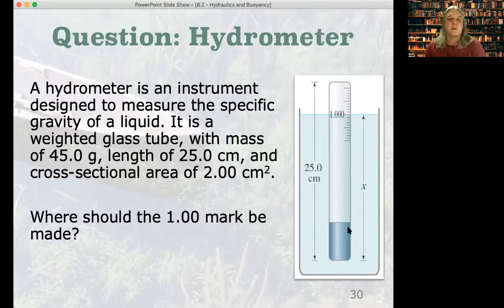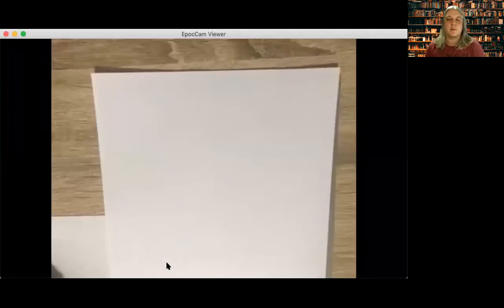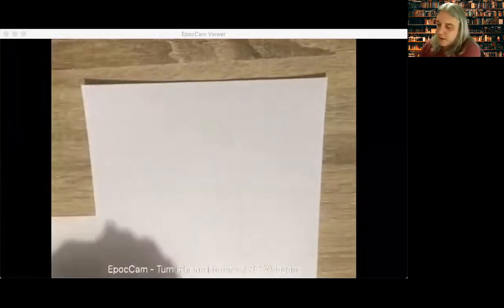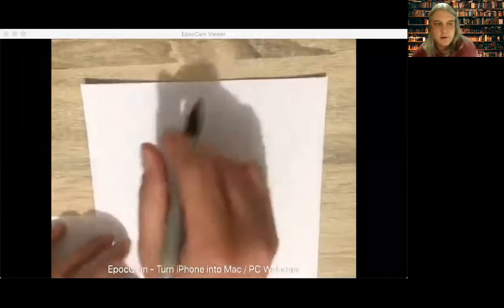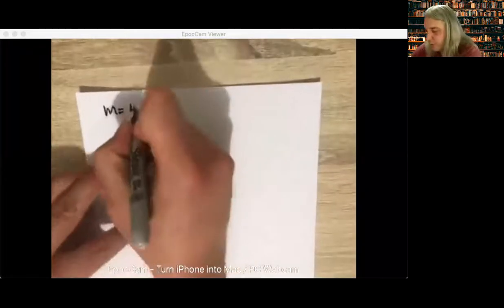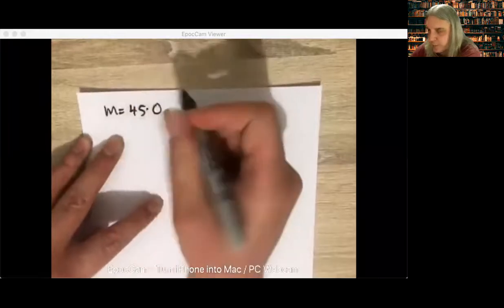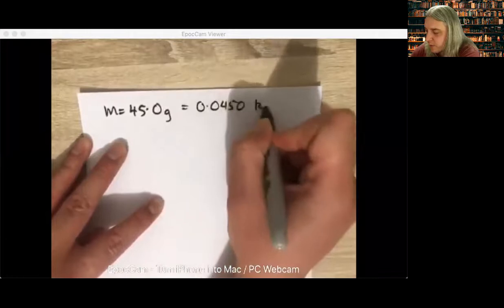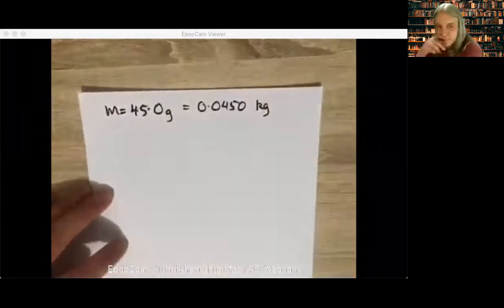As usual with these questions, we'll move to the document camera and have a bit of a think about this problem. First of all, write down what we know. That's a good way to start. Mass is equal to 45.0 grams, or 0.045 kg. SI units are always good.